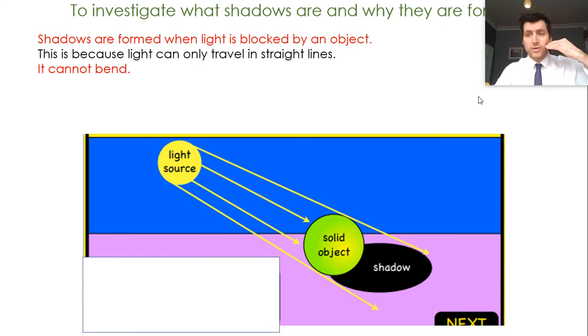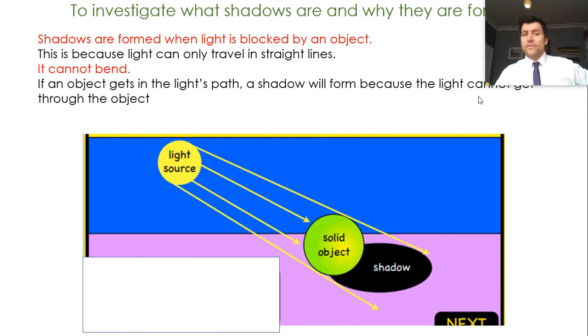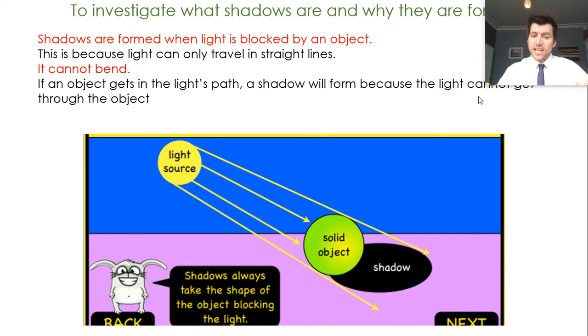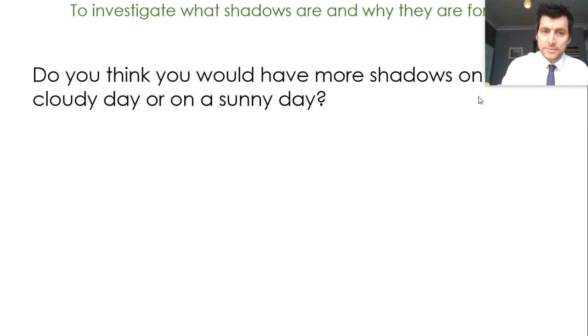So if it hits an opaque object, it doesn't go through it. Even if this object gets in the path of the light, the shadow will form because the light can't get through the object. Okay, and you can see here that shadows always take the shape of the blocking element. Whatever the object that's blocking them is, that's the shape that the shadow takes. So here we've got a sphere, but that's for a 2D image would be a circle, and therefore the shadow is a circle in shape.